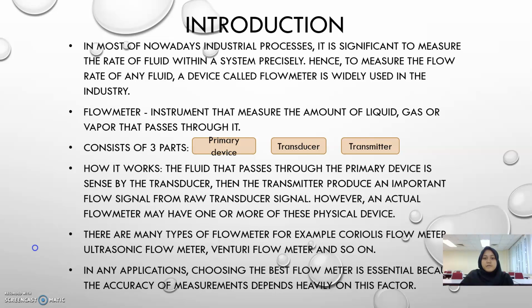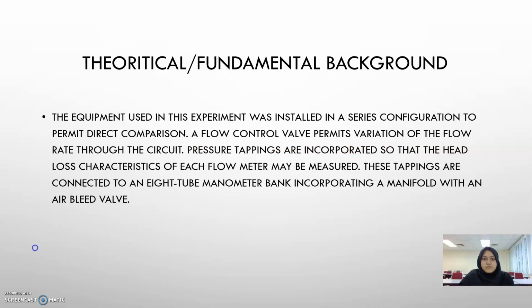The flow meter consists of three parts, which are the primary device, transducer, and transmitter. It works by the fluid that passes through the primary device being sensed by the transducer, and then the transmitter produces an important flow signal from the raw transducer signal. However, an actual flow meter may have one or more of these physical devices. There are many types of flow meter, for example, Coriolis flow meter, ultrasonic flow meter, venturi flow meter, and so on. In many applications, choosing the best flow meter is essential because the accuracy of measurement depends heavily on this factor. So we move to the theoretical or fundamental background.